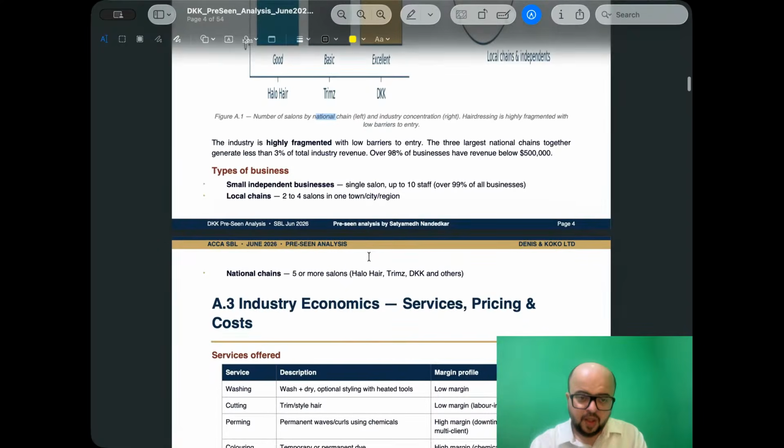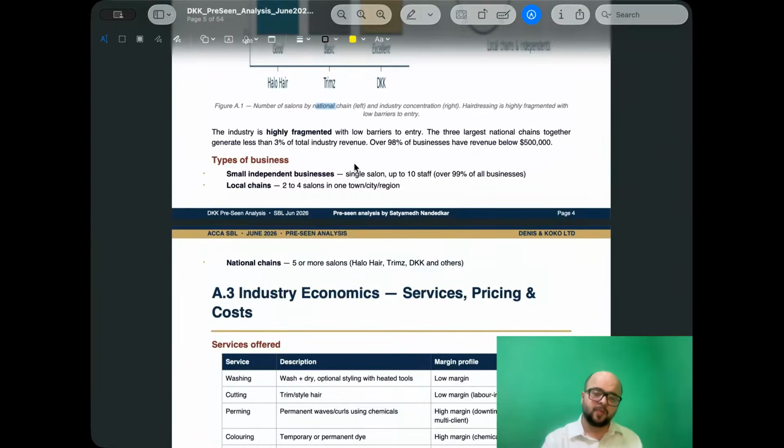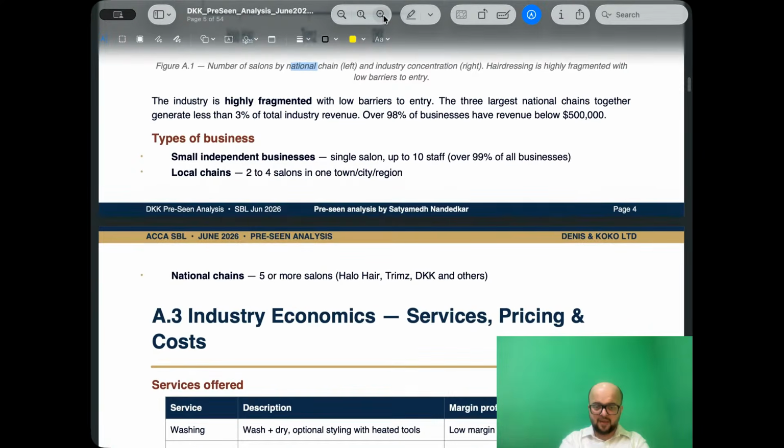ठीक है, you have small independent businesses, single salon up to 10 staff. Over 99% of all businesses. Local chains, 2 to 4 salons in one town or city or region, like those local chains in your cities also. And then you have national chains, 5 or more salons. Halo Hair, Trims, DKK is us, by the way.